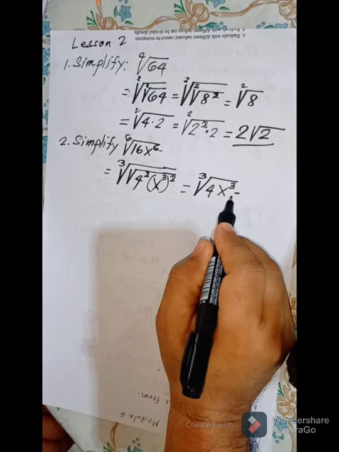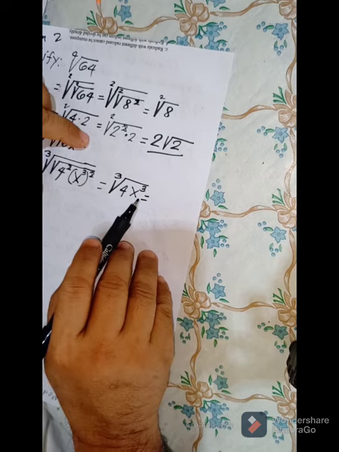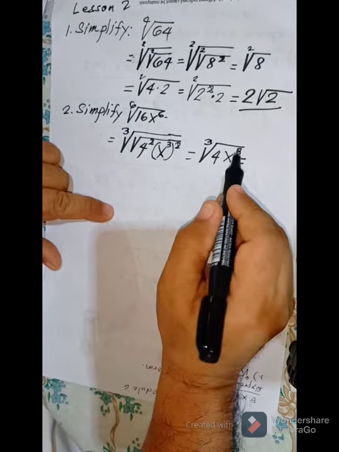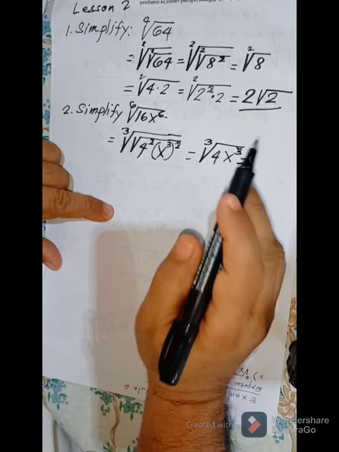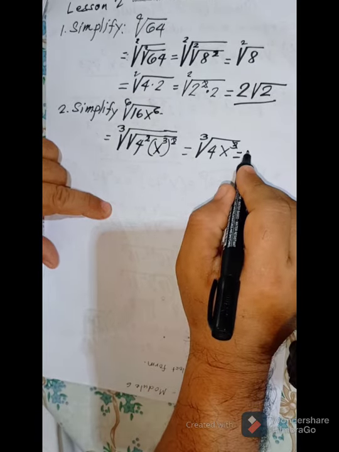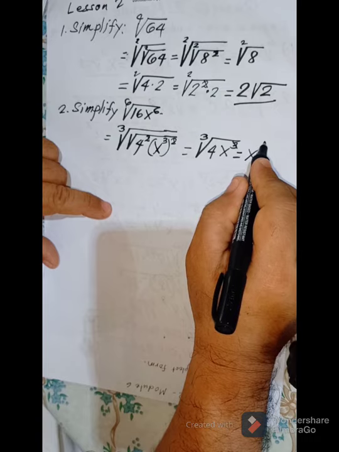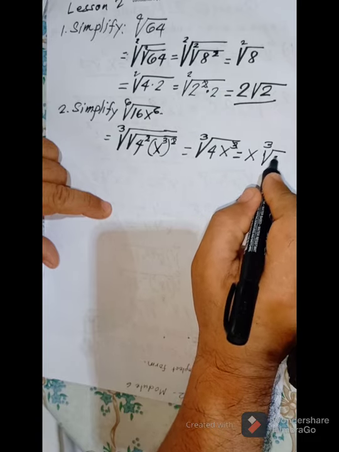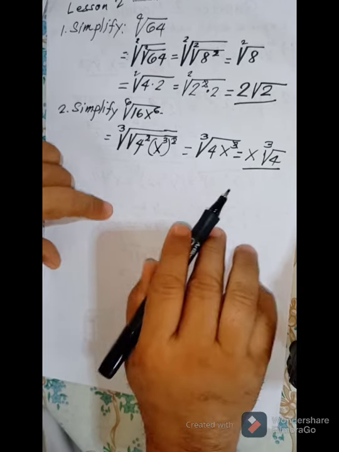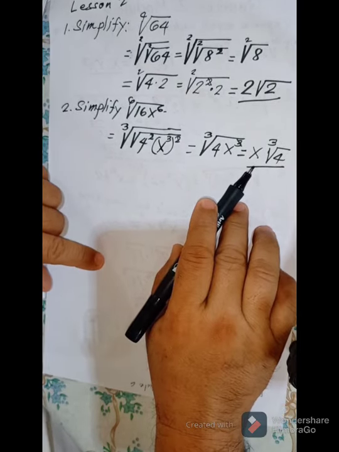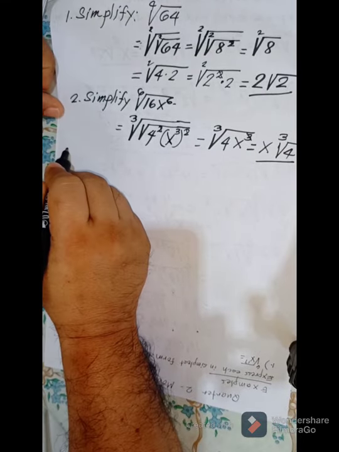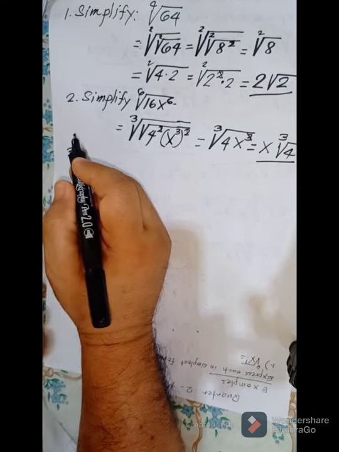x cubed. However, we have here the exponent 3 is equal to the index, so we cancel this again. So x is now written outside. What remains as radical is cube root of 4. So this is our final answer, x cube root of 4. We go to number 3.